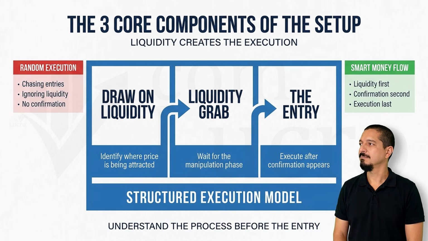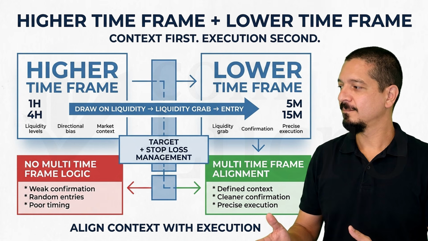We will begin with the first trading model. This strategy is built around 3 core components. These are a draw on liquidity, a liquidity grab, and the entry itself. For this setup, 2 timeframes are used to execute the trade. On the higher time frame, key liquidity levels are identified and a clear draw on liquidity is defined.